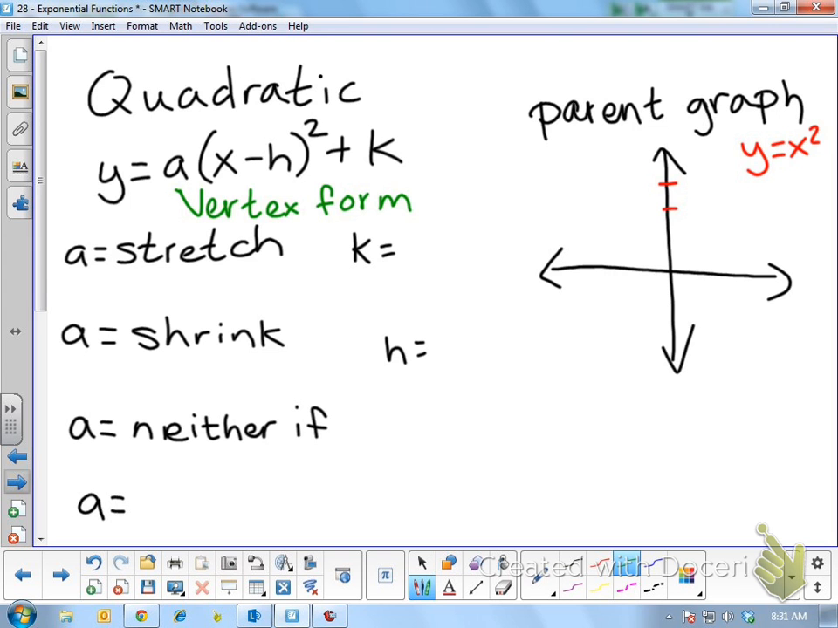So this will have some of the same movements as a line. This is very similar to what we did with a line. The very last number on a line told us our vertical shift. So which one of these tells us our vertical shift? The a, the h, or the k? The k. The very last one, just like on a line, the very last number told us our vertical shift. On a quadratic, it's the same thing. This is our vertical shift.